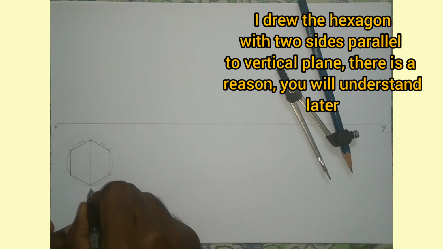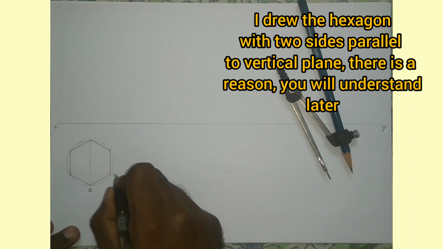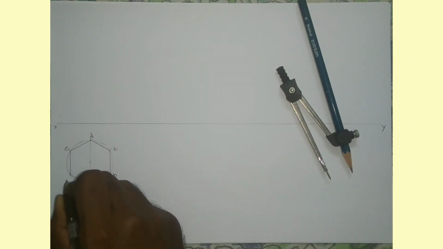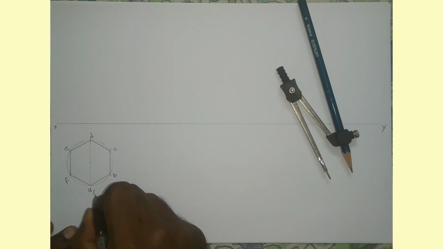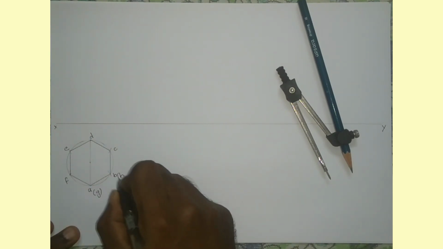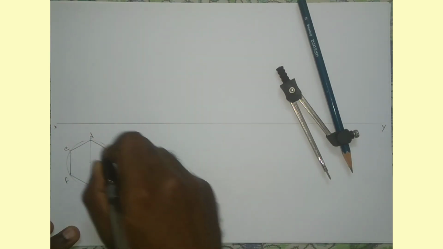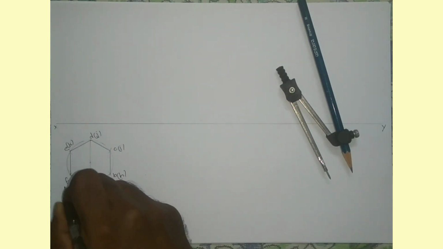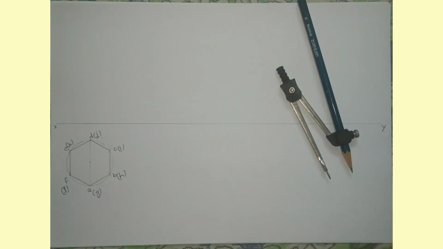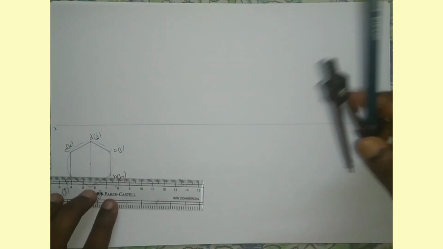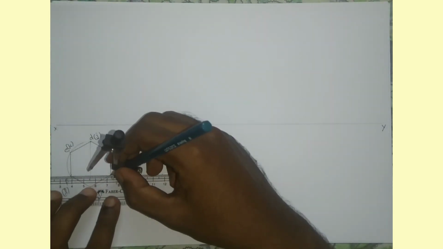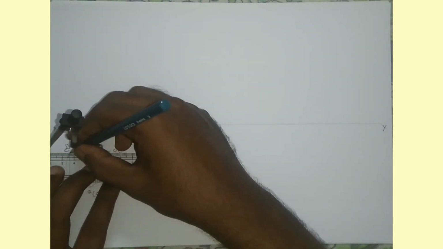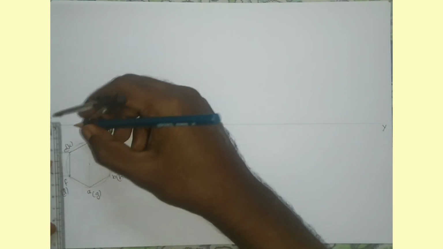Now I am going to name all the corners of the hexagon. I am naming it as A, B, C, D, E and F. We are seeing the top face of the prism. There is a bottom face which is also a hexagon, so we have to name that also. I am giving that name in brackets. That is G, H, I, J, K and L. Now I am going to dimension the side of the hexagon, which is 20 mm.